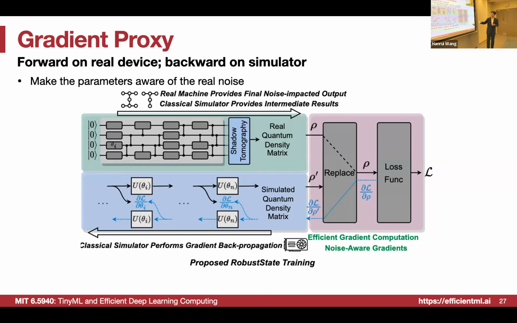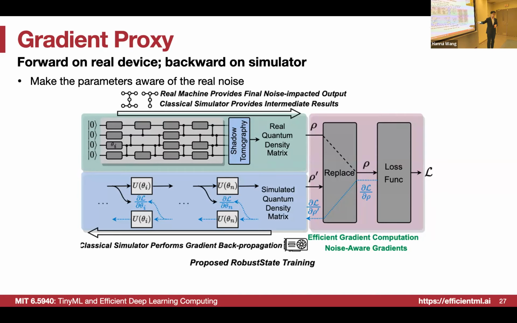And then for the training process, we can replace the simulated density matrix with the actual real device matrix. So in that case, when we do the backpropagation, we can use a straight-through estimator here to replace the simulation density matrix with the actual quantum device run density matrix. So this result will be impacted by noise.